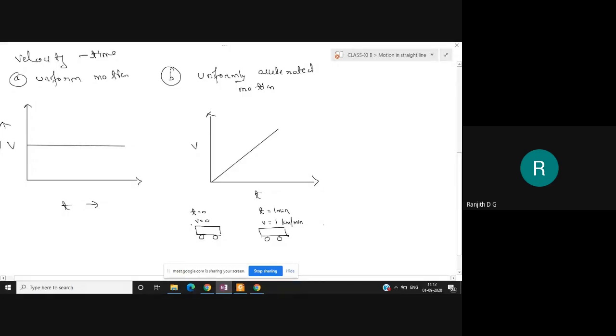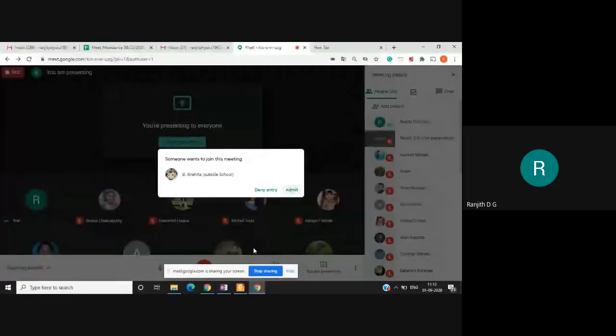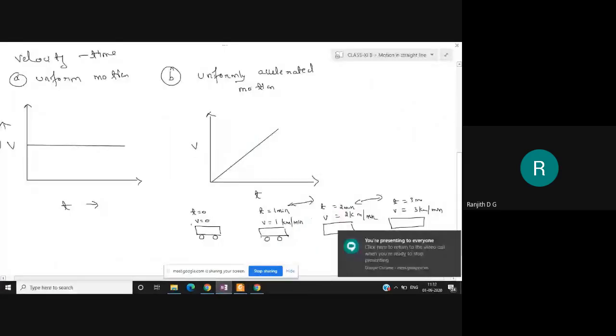Then after one more minute, the same train gets the velocity 2 kilometer per minute, and after 3 minutes, the same train gets 3 kilometer per minute. It means the velocity keeps increasing. From here to here the velocity increased by 1 kilometer per minute, and from here to here again 1 kilometer per minute. So the velocity is increasing with respect to time. This is the meaning of uniformly accelerated.